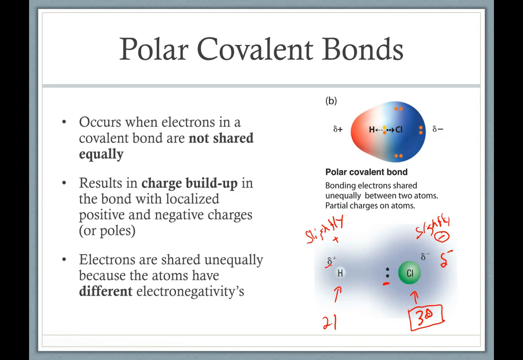Okay, so when we have elements with different electronegativities, the one that has the higher electronegativity is going to have a greater pull on those electrons, which means it's going to be spending more time closer to that element, and it's going to make it slightly negative, and the other element is going to be slightly positive.